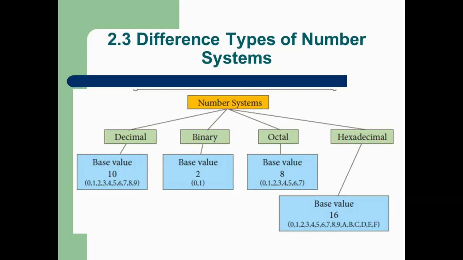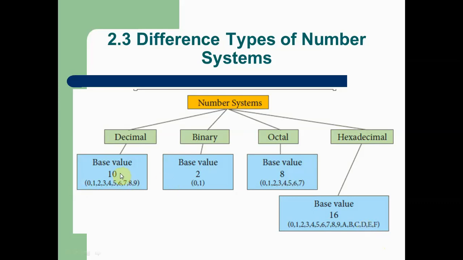In the hexadecimal number system, there are 16 digits: 0 to 9, and after 9, the letters A, B, C, D, E, F are used for the remaining 6 digits. So based upon the number of digits, each and every number system is allotted a base value.